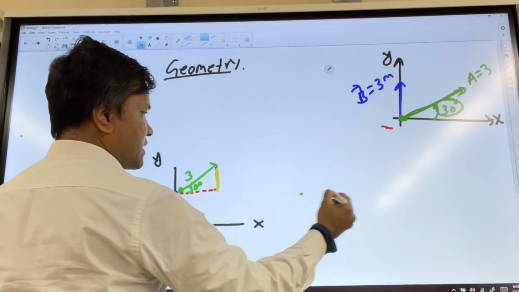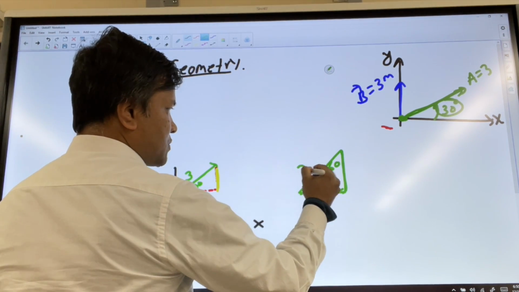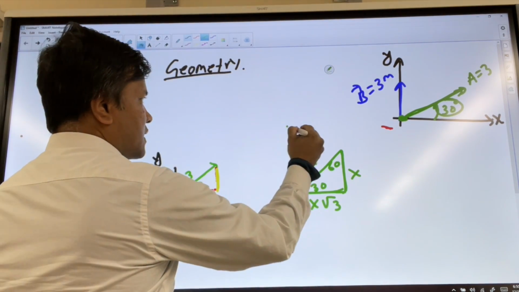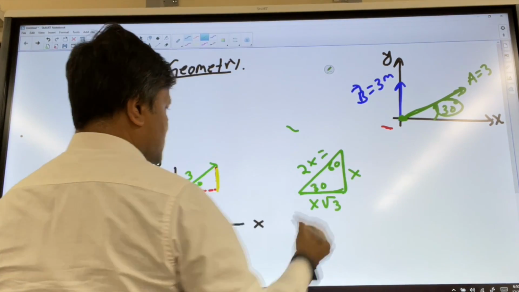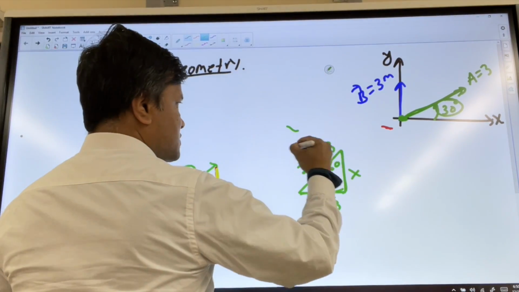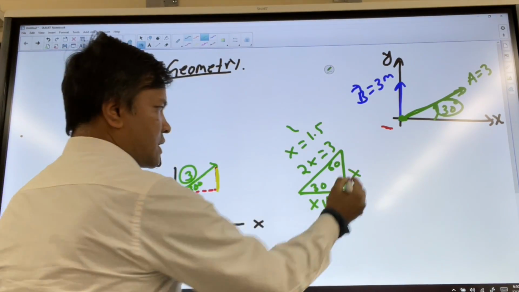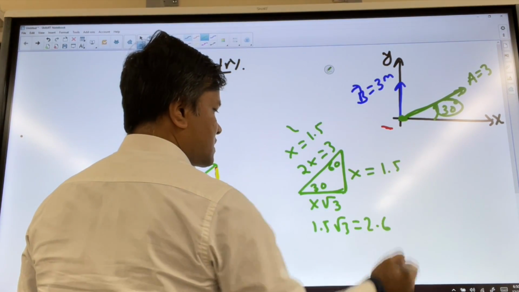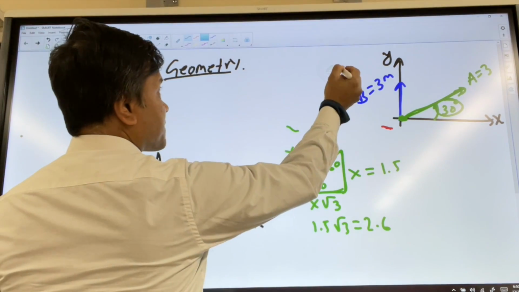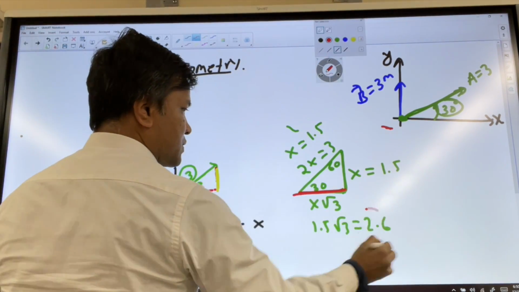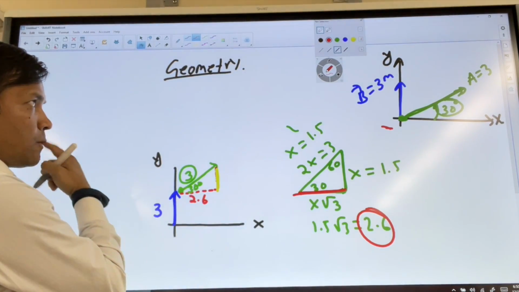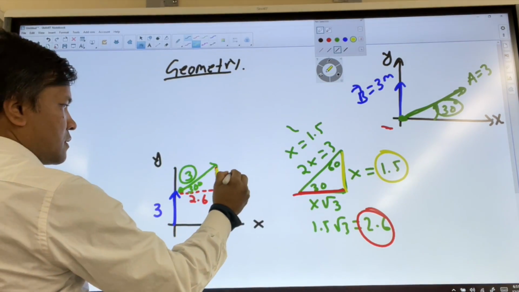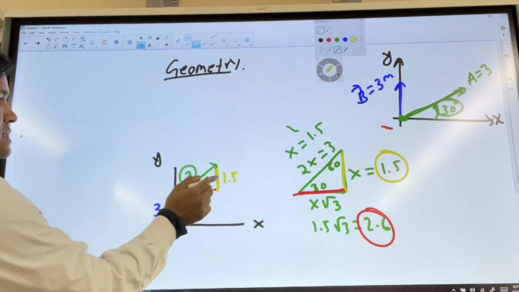So what I have over here is basically opposite to 90 is 2x, opposite to 30 is x, opposite to 60 is x root 3. So what is 2x? 2x is 3, so x is 1.5. So 1.5 root 3 is 2.6. So it seems like the red one is 2.6 and the yellow one is 1.5. All right, so 2.6 and 1.5.